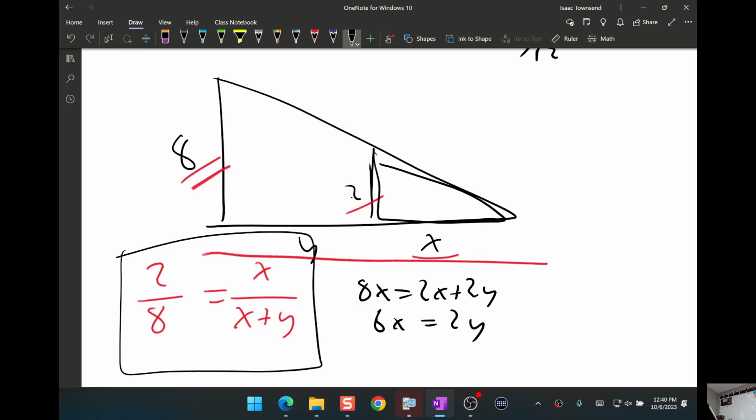Circumference is equal to what? Circumference is 2 pi r. So what is the rate of change of circumference? What's the derivative of circumference? Both 2 and pi would be regular values.